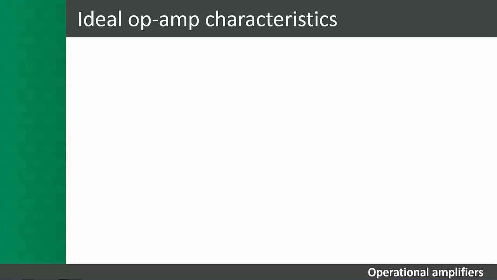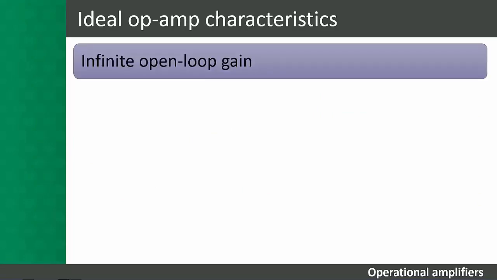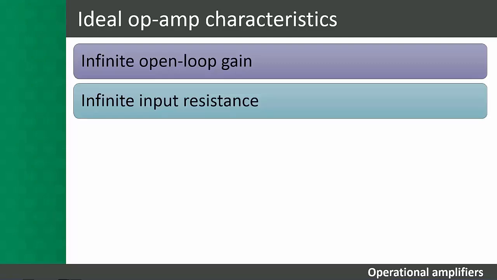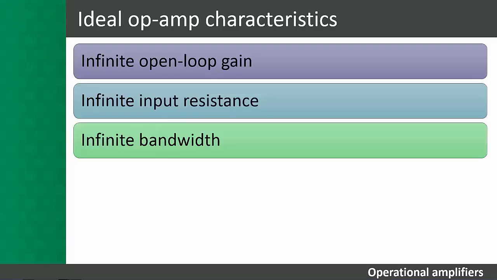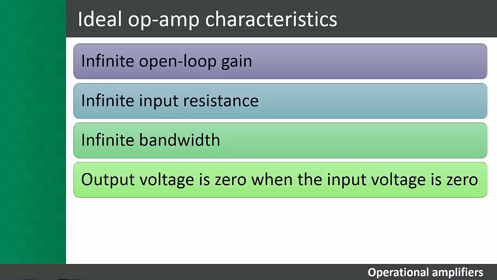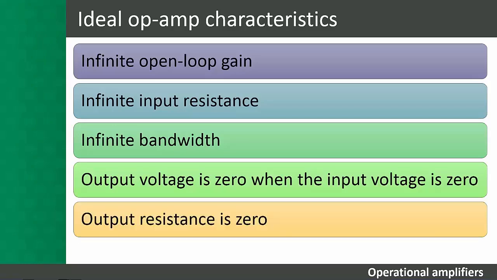The ideal op-amp displays the following ideal characteristics: infinite open loop gain, infinite input resistance, infinite bandwidth, output voltage is 0 when the input voltage is 0, output resistance is 0.